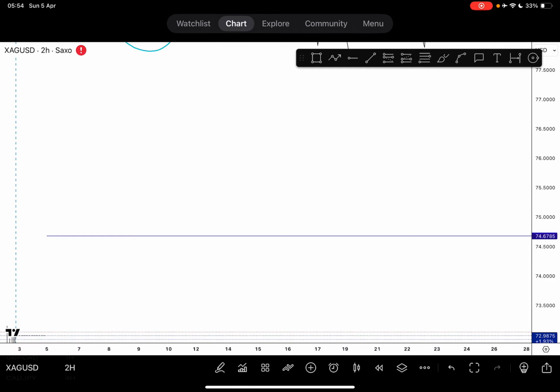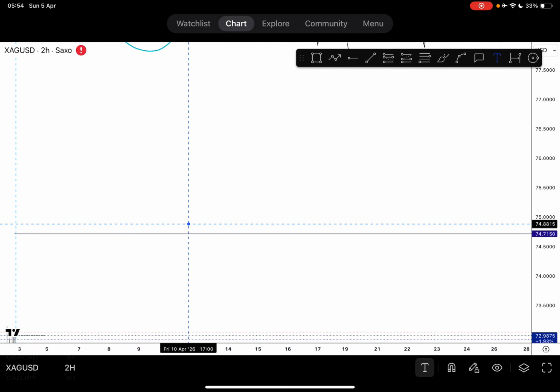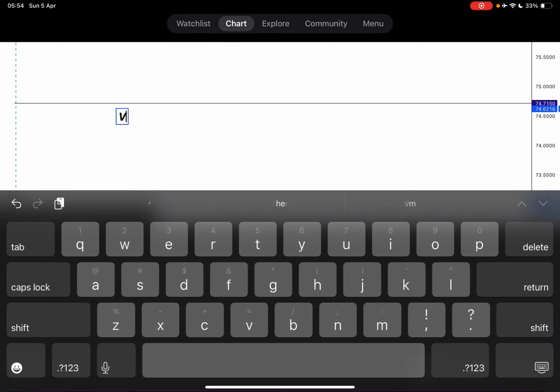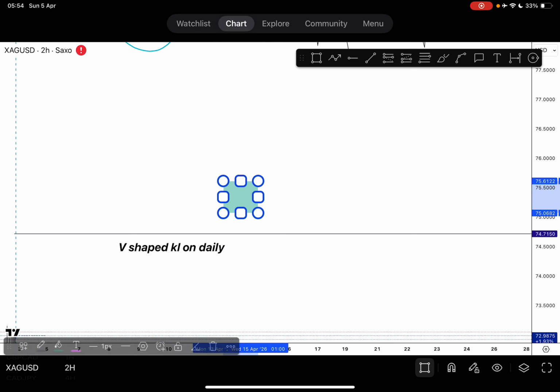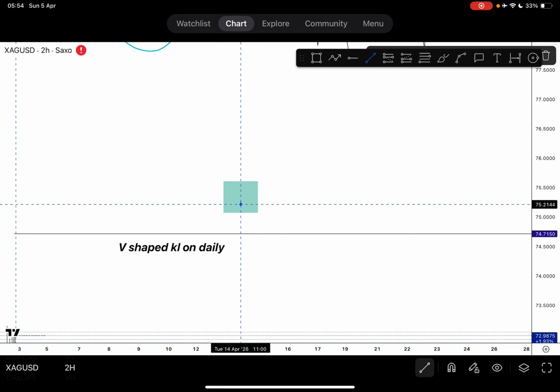So let's say this is a daily key level, a V-shape key level on the daily time frame. And price comes into that V shape, and let's say it starts to reject, something like this. It starts to reject.